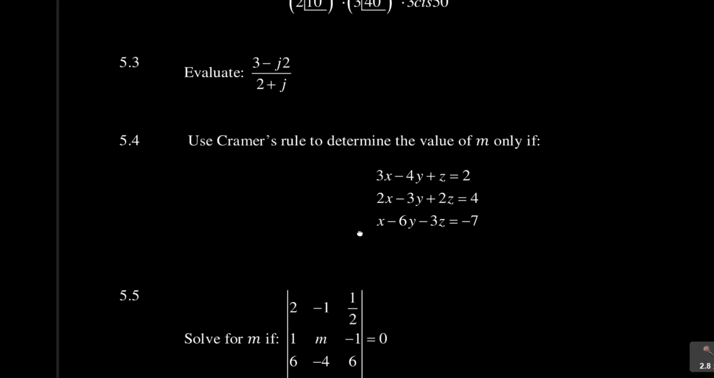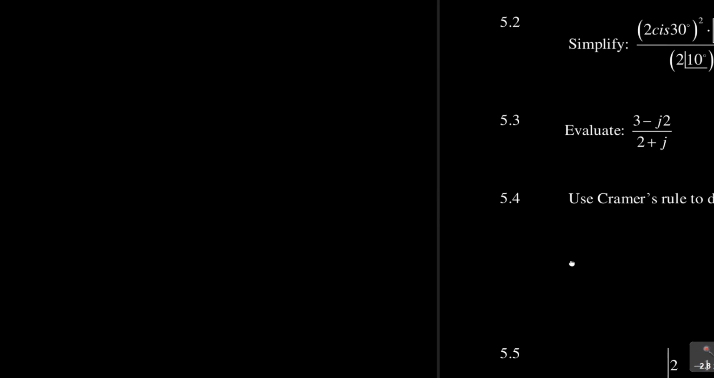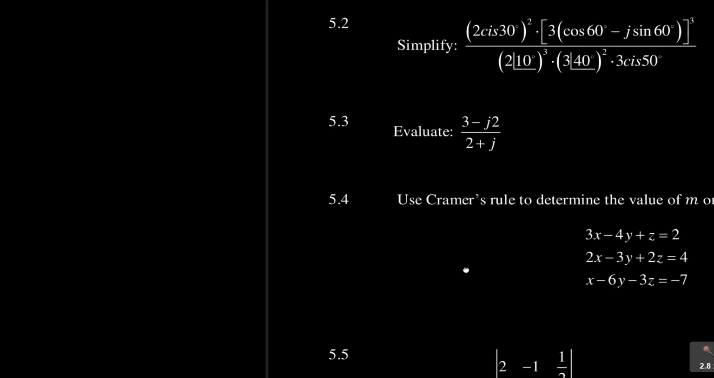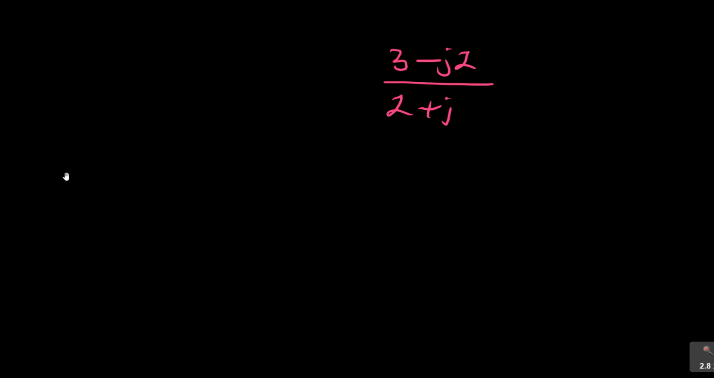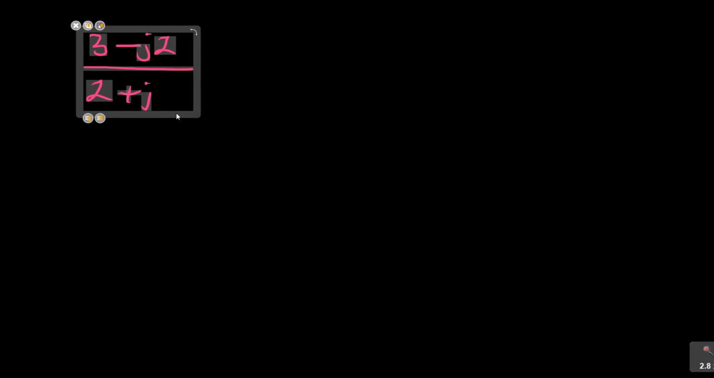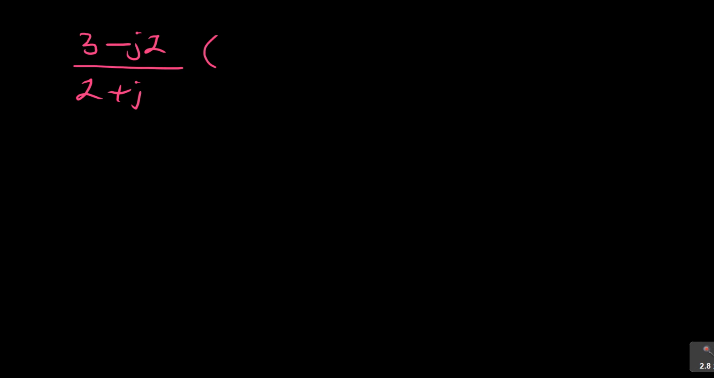Now look at the part. Now we are finalizing 5.3. I'm supposed to evaluate. This is 3 marks. This is simpler. Now I can visualize this: 3 minus J2 over 2 plus J. So I'm supposed to evaluate this, and when I'm evaluating here, what I need to do is to multiply the denominator by the conjugate. The conjugate meaning it's 2 minus J. That's the conjugate of the denominator there, 2 minus J.